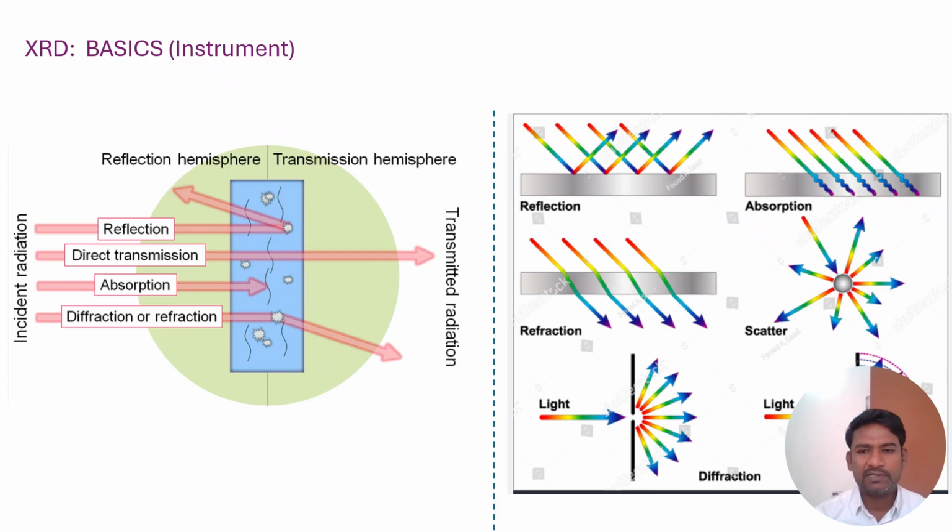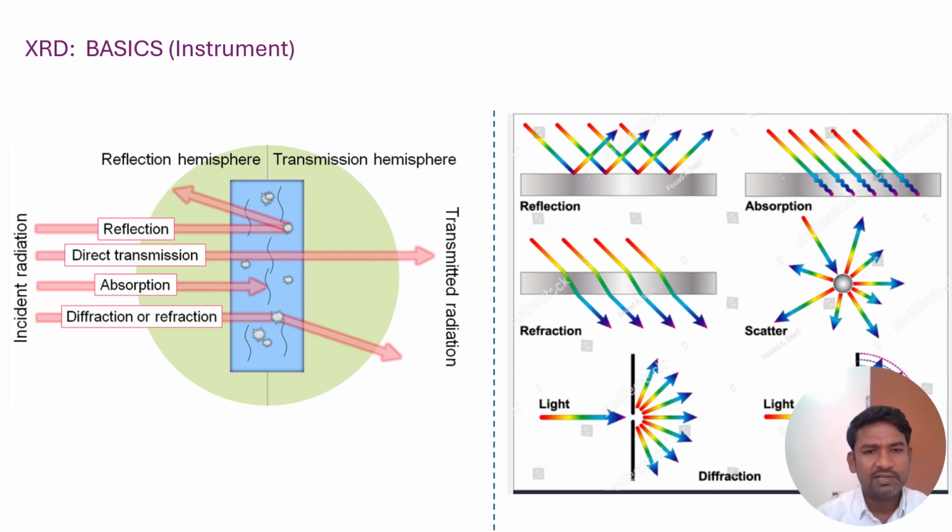Now we will try to understand the instrumentation, the basics. In the instrumentation part, the X-ray sample interface, the interaction, is very important, and this image clearly tells you the possible ways of interaction. Say, for example, when we pass the X-ray, that is called the incident radiation. So what are the different possible phenomena that can occur?